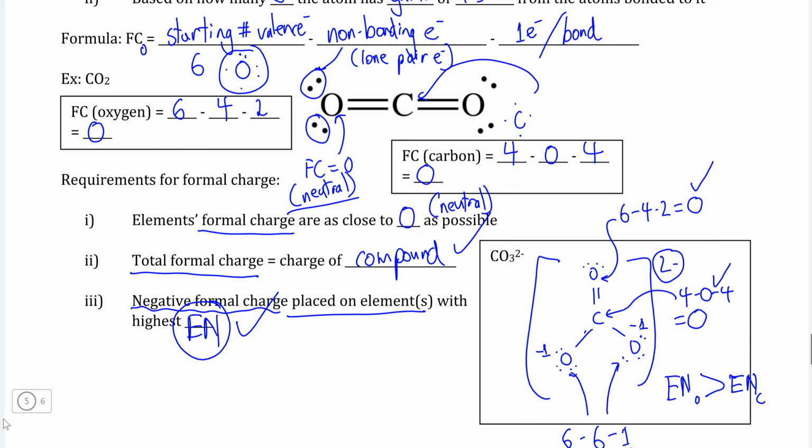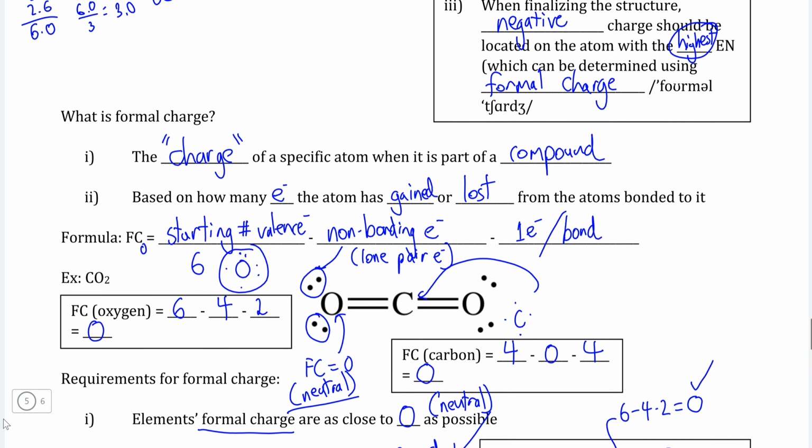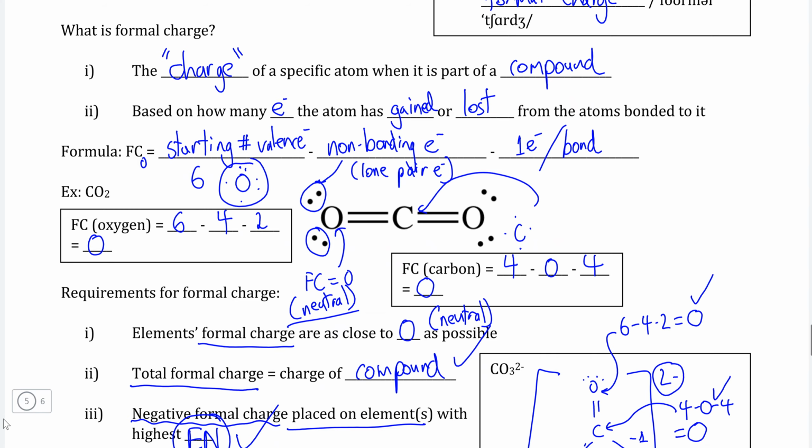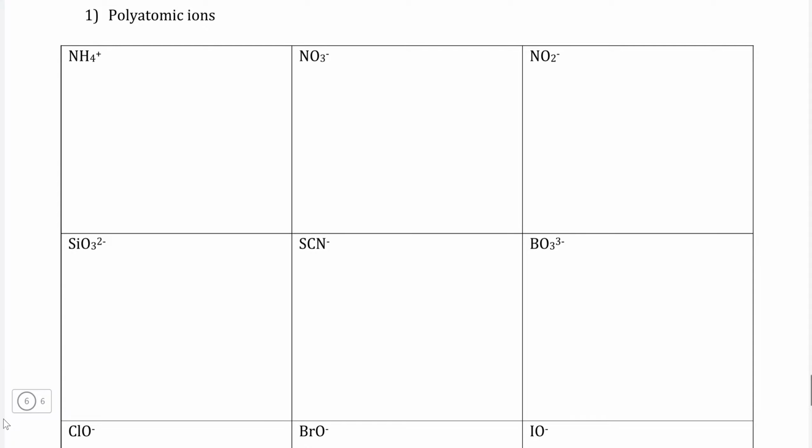To practice this ability to draw compounds that have charge, as well as get some formal charge practice, you can take a look at the following polyatomic ions below and see if you can use these examples to practice not just how to draw a covalent compound that has charge, but also make sure that the charge is located in the right part of the molecule.